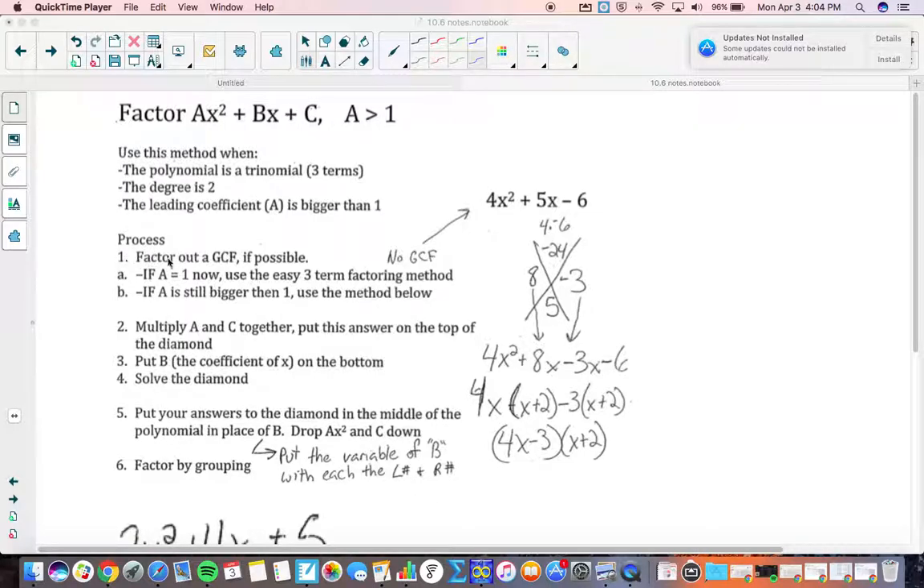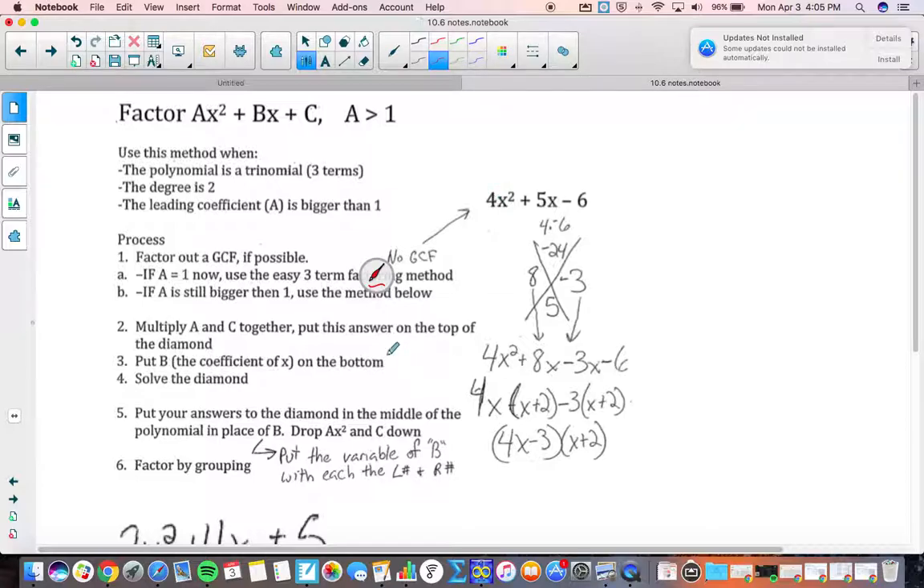So the first thing you want to do is try to take out a greatest common factor. If you can, it's totally worth it because the rest of your calculations are going to be much smaller, and it's easier to just put in that little bit of work at the start and then use smaller numbers the rest of the time. It's well worth that. So once you take a GCF out, if a equals 1, now you can use that really easy method. If a is still bigger than 1, we have to use this method below, which is not impossible. It's more work though. It's worth trying to factor out as much as you can.